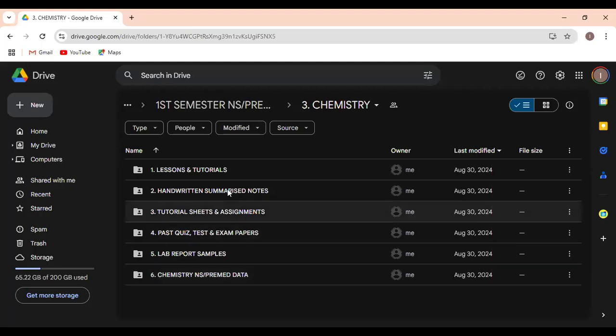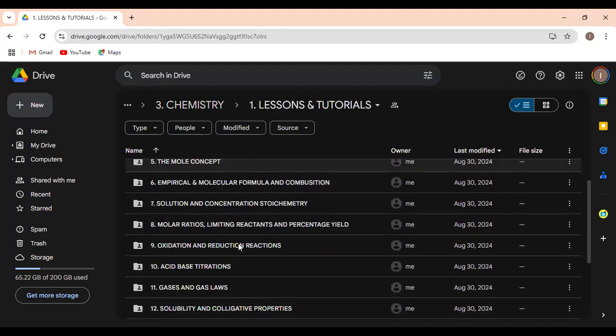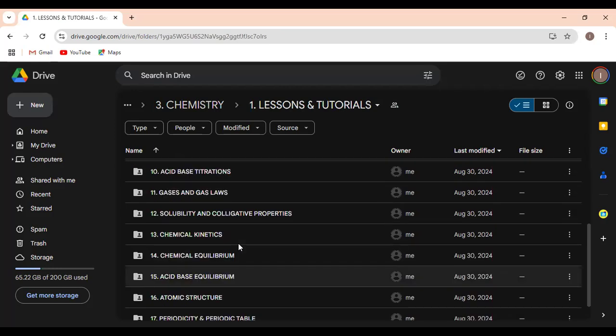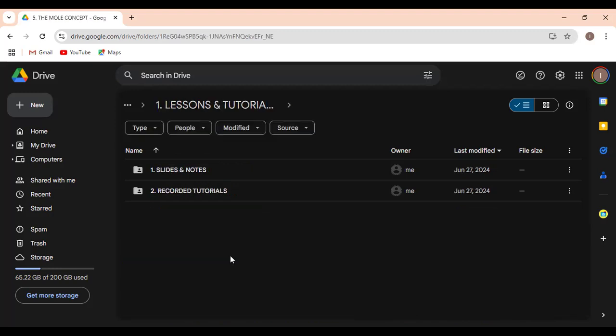If, for example, I go into these lessons here, you will see that I find different folders for different topics. For those who want to learn in advance, you can just click on any folder that you want here. Maybe you want the mole concept, you click on the mole concept, and you'll find 2 folders there. There's the one for the notes, our notes at IQ Academy, and there's the one for the recorded tutorials that we've done before.